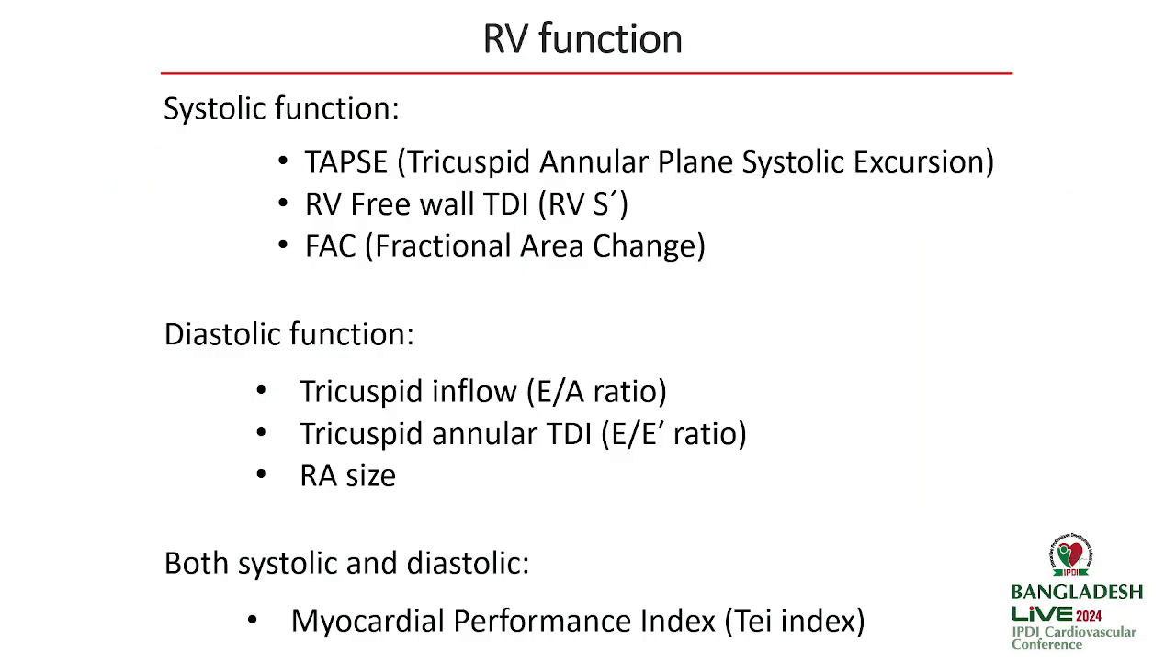Now, regarding the RV function, the systolic function, diastolic function, and global function we can assess by various methods. And TAPSE, by means of tricuspid annular plane systolic excursion, is a good tool to assess the RV systolic function, RV free wall TDI by means of RV S prime, and fractional area change. Also, these two measurements we can take for RV systolic function assessment. And regarding diastolic function, it is like LV in the tricuspid inflow study, and of course with the right atrial size. And the global performance we can assess by the myocardial performance index, which is called Tei index also.